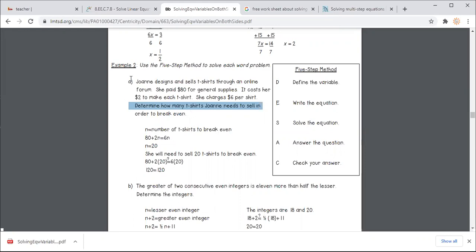Second, Jumana designed and sells t-shirts through an online form. She paid $80 for general supplies. So what is the total amount of money which she is going to pay for her general supplies? What is the amount of money?